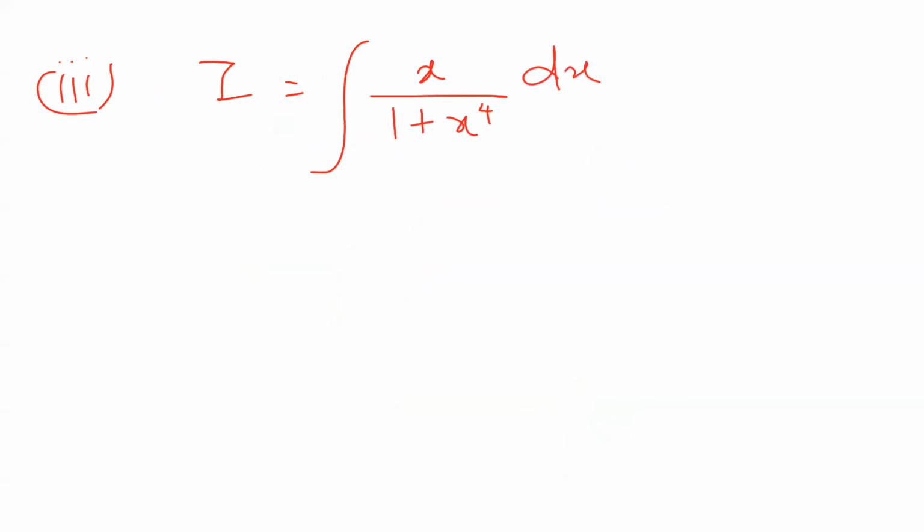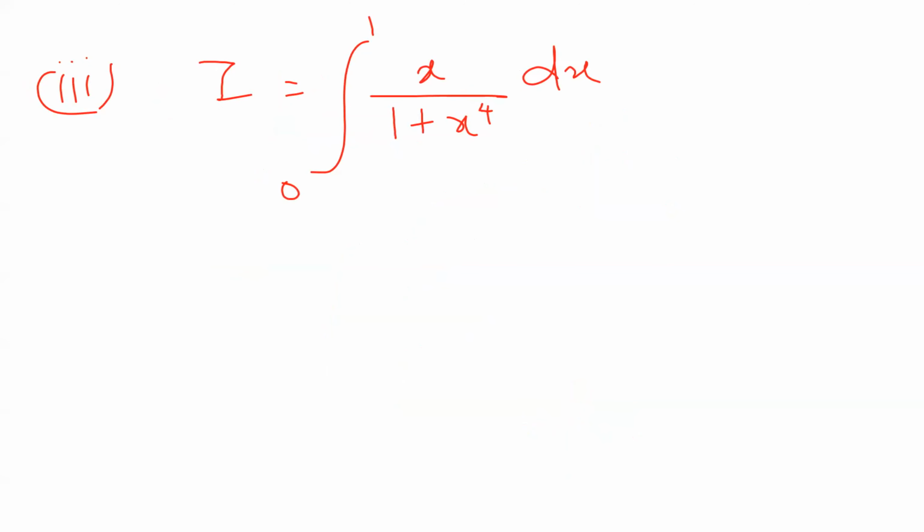Third sub question, integration of x upon 1 plus x raised to 4 dx. Basically the derivative of the denominator this time is 4x cube. Now we don't have an x cube term. X square has 3. Correct. So this time we cannot apply the property we were discussing earlier. What we can do is write this as x upon 1 plus (x square) the whole square dx.